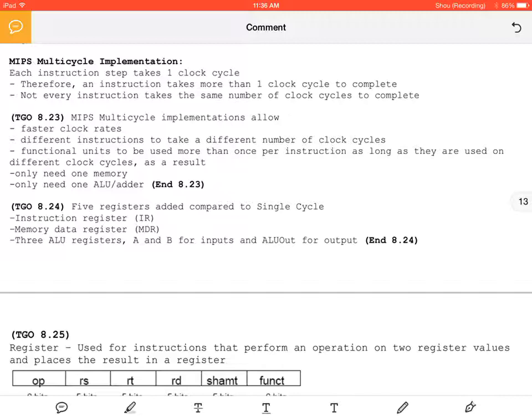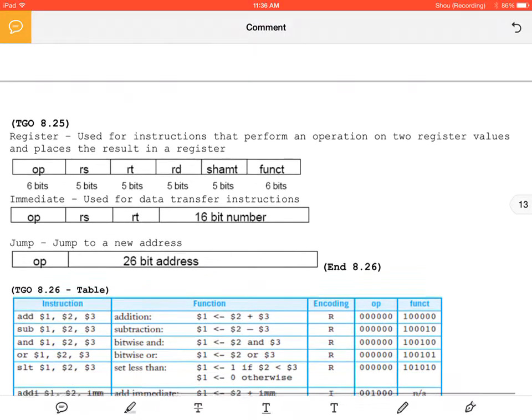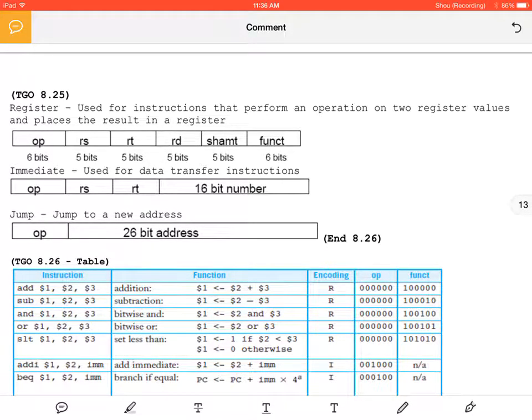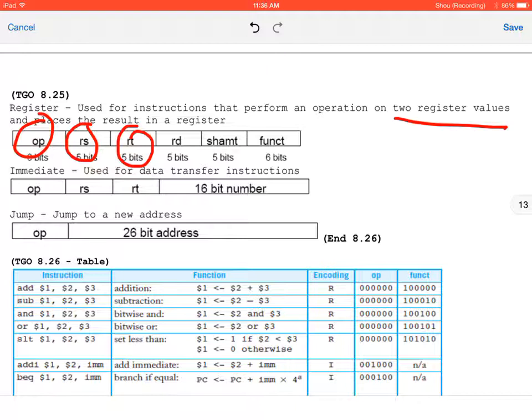So what are these instruction types? There are 3 instruction types: R-type, I-type, and J-type. R-type are register instructions, used to perform an operation on 2 register values and then store the result in a 3rd register. The opcode is a 6-bit value that determines the instruction type. RS and RT are these 2 register values. Let's say we're adding.